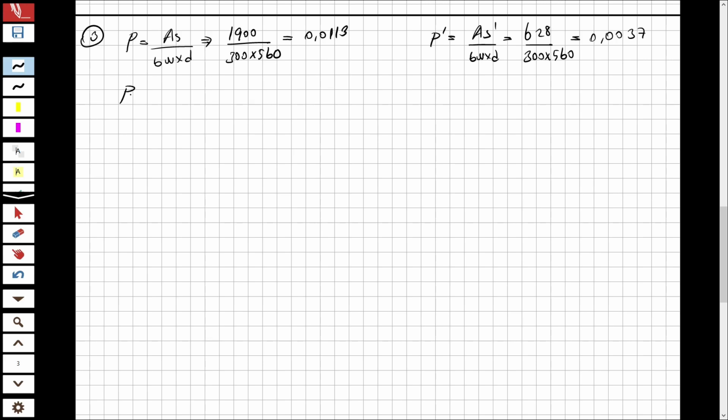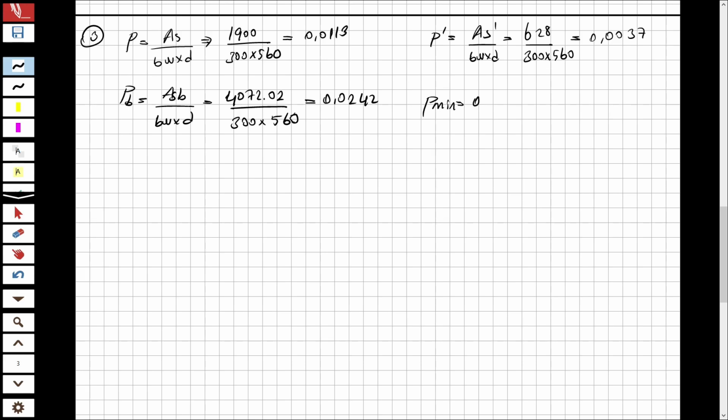So let's write the balanced. For the balanced ratio, it's going to be Asb over bw multiplied with d. What is Asb? Asb, I determined it before. This is 4072.02 over 300 multiplied with 560. And from this, I'm going to obtain 0.0242.